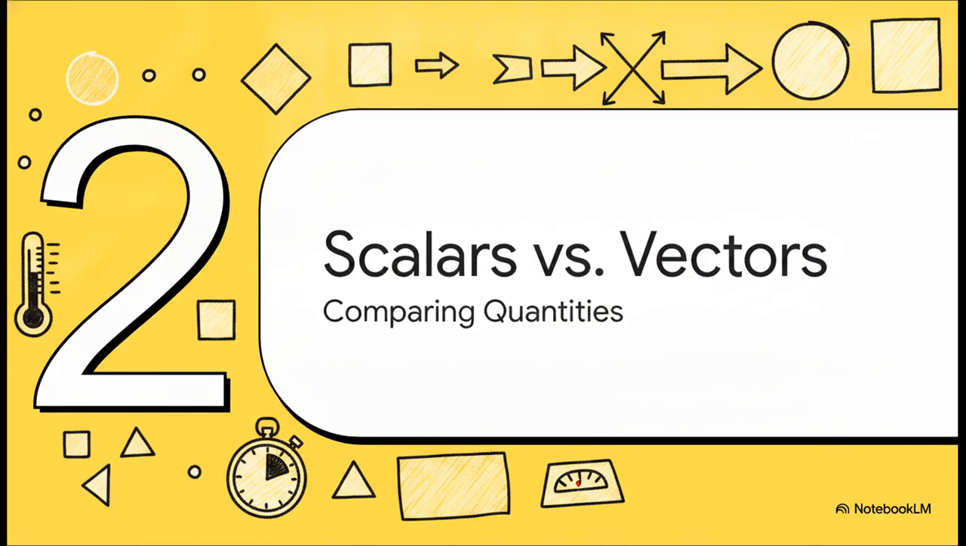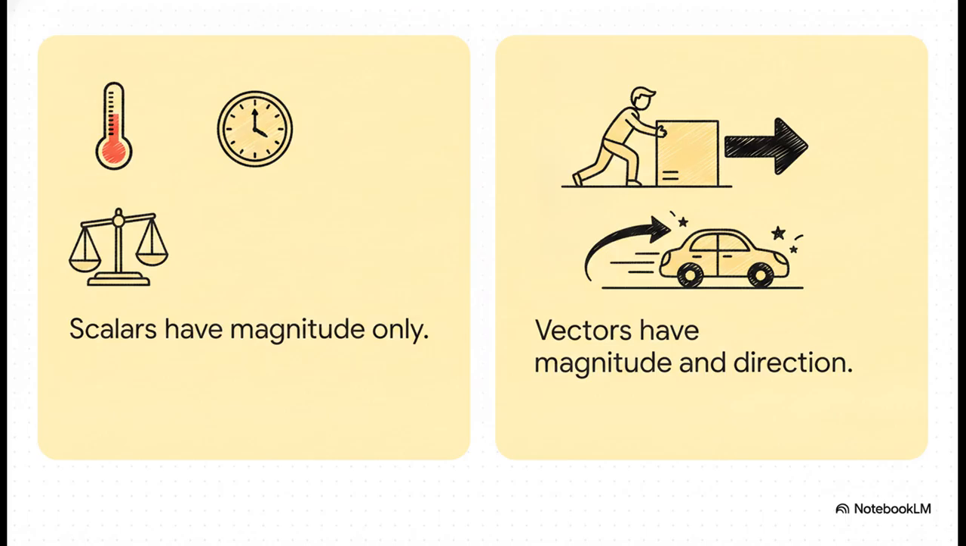Moving on to section 2, scalars versus vectors. To truly wrap our heads around vectors, we kind of have to look at the things that aren't vectors. There is a stark contrast between how we measure different aspects of reality. On one side, we've got everyday scalars, like temperature, mass, time, and energy. These only need a magnitude. It doesn't make any physical sense to say, "It's 20 degrees Celsius to the left," right? But on the flip side, concepts like force, velocity, acceleration, and position are true vectors. They absolutely demand a spatial direction to make any sense in the real world.